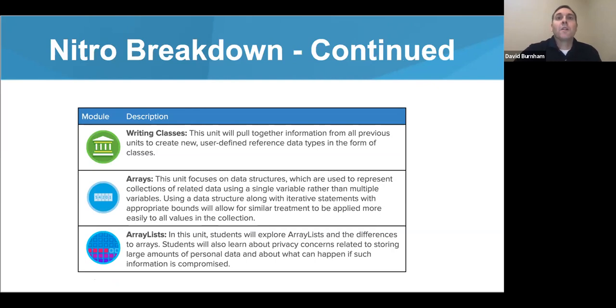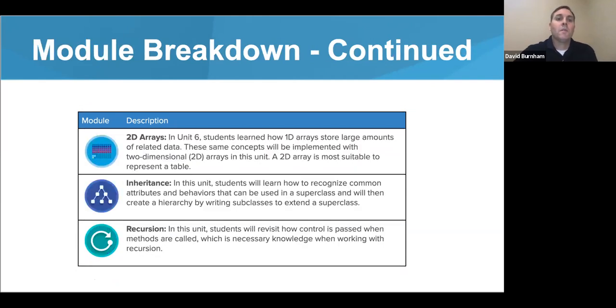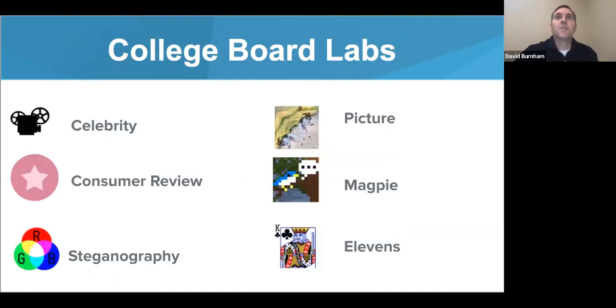We then head back to classes and objects, as students will now create their own classes. Next up, we tackle arrays and array lists. The last 3 modules include some more advanced concepts, as students will take a look at 2D arrays, inheritance, and recursion. As I mentioned, in addition to our main modules, we do have supplemental material.